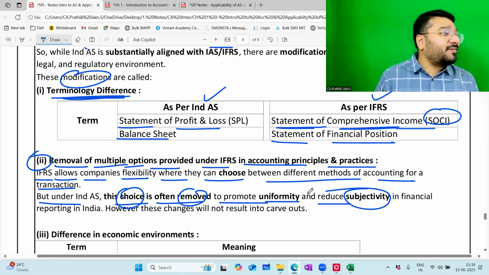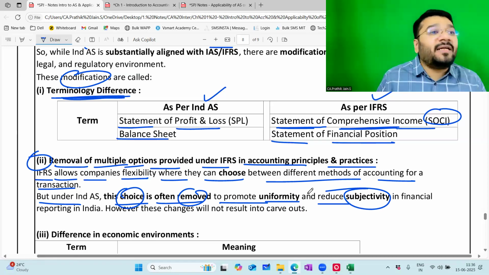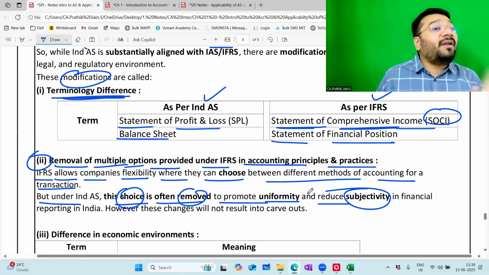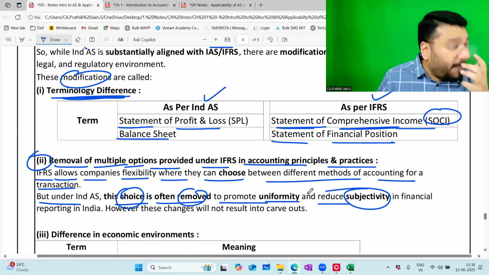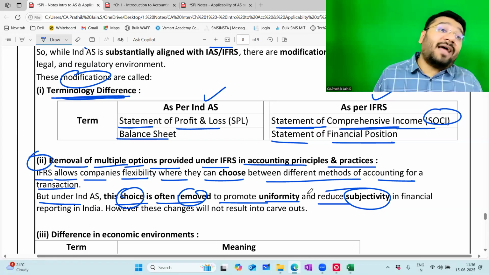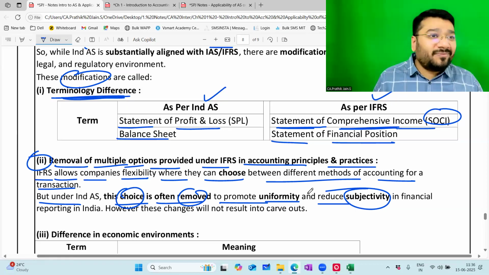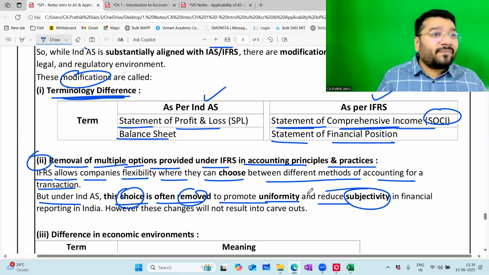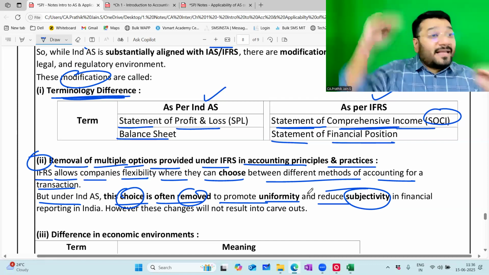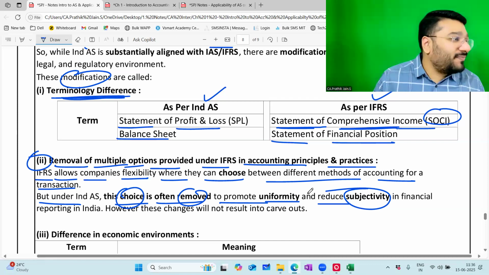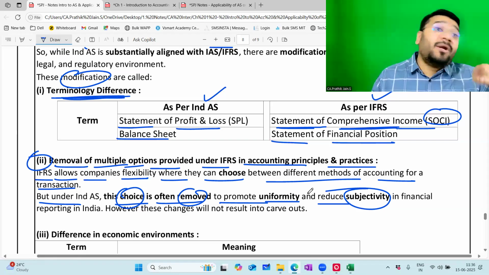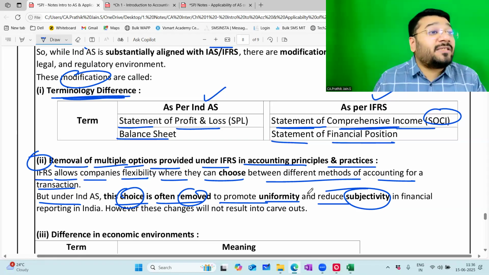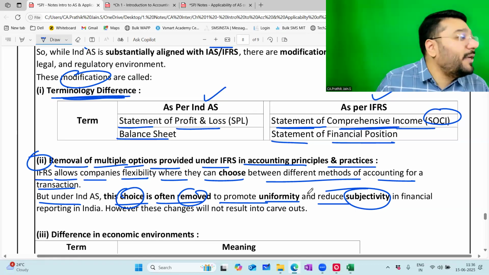IFRS did that. We said that we will remove the subjectivity. We will not tell ifs and buts. This is what you have to do. We try to come out with that concept, but we were not as rigid as the old accounting standards. If the old accounting standard is very rigid and very particular, and IFRS is very flexible, Ind AS is somewhere between. Ind AS did give flexibility, but not as much as IFRS, and they did not restrict the flexibility as it was restricted in the accounting standards.